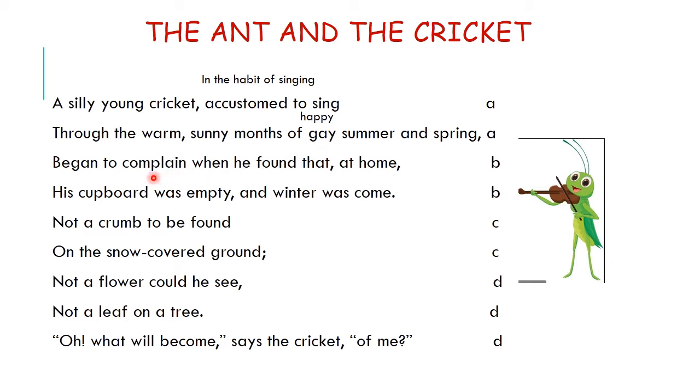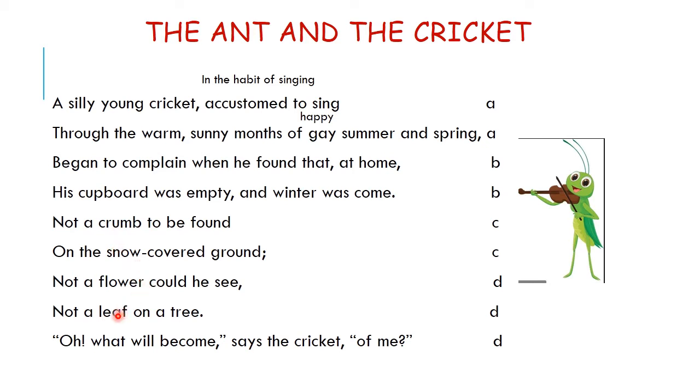And what happens? He began to complain when he found that at home his cupboard was empty and winter was come. And when the winter came, the cricket opened his cupboard for food and found that there was no food, and he started to complain. Not a crumb to be found on the snow-covered ground. So he went out in search of food, and not a crumb. Crumb means pieces. Pieces of food were not found on the ground because the ground was covered with snow.